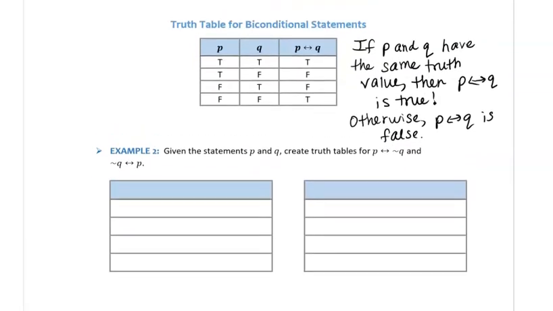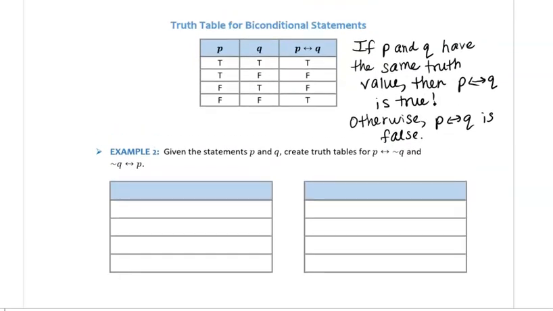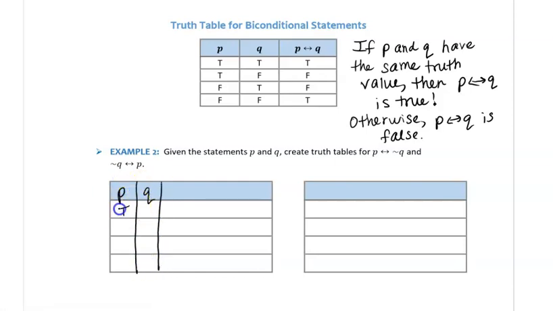Let's practice with an example. Example 2. Given the statements P and Q, create truth tables for P if and only if not Q, and not Q if and only if P. Okay, so we'll start the table with a P and a Q column. And then for the first statement here, we're going to need a column for the negation of Q, so that then we'll be able to make the column for the overall statement, P if and only if not Q. To form the negation of Q, we will take the opposite truth values of the Q column.